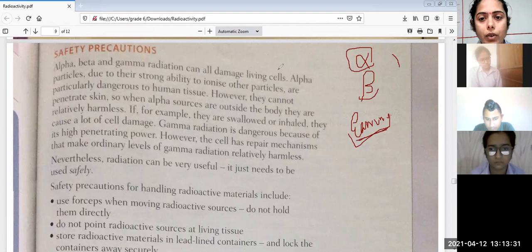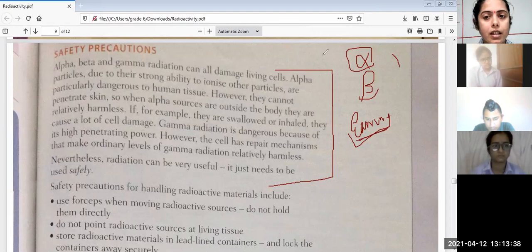Okay. Now you are going to read this first paragraph. This includes all that I have just said to you. Just read it, then we are going to proceed. Read it once.